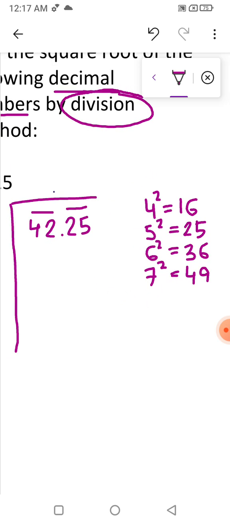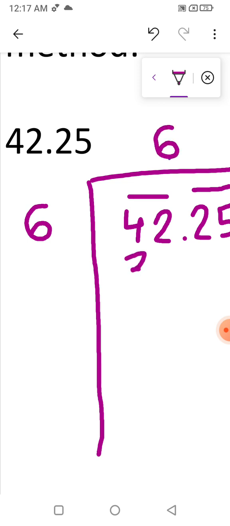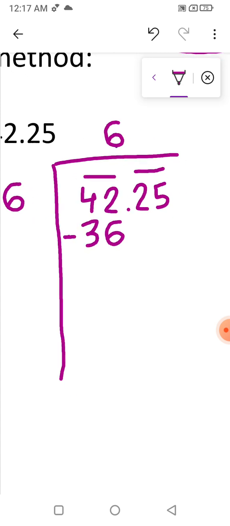Now think of a number close to 42. Over here we got 36, that is 6 square. So we are going to write 6 square, so 6 into 6, one 6 here and the other one over here. And what we get is 36. Let's write it down over here. Now subtract the number. Once we do it, we get 6.